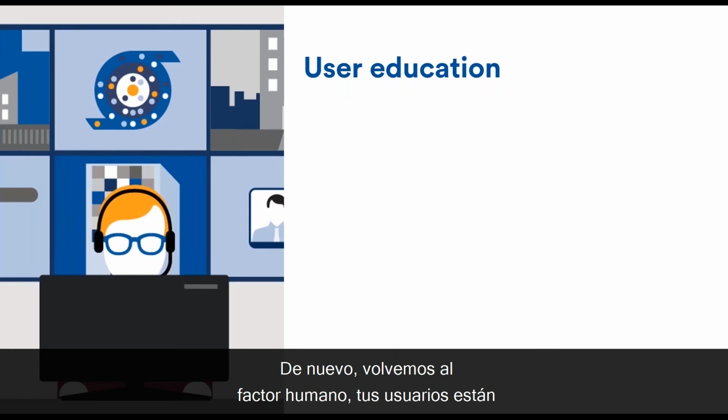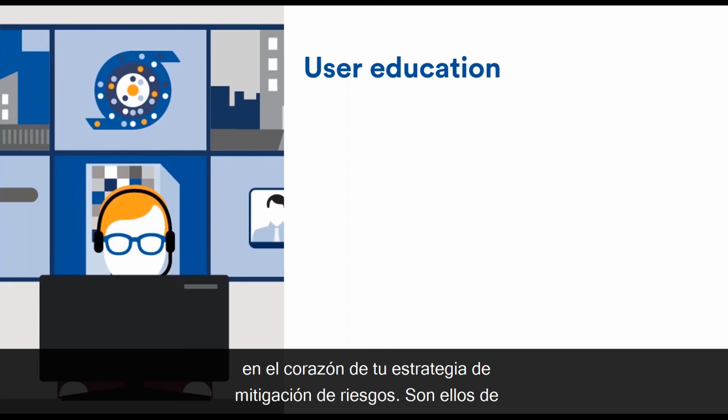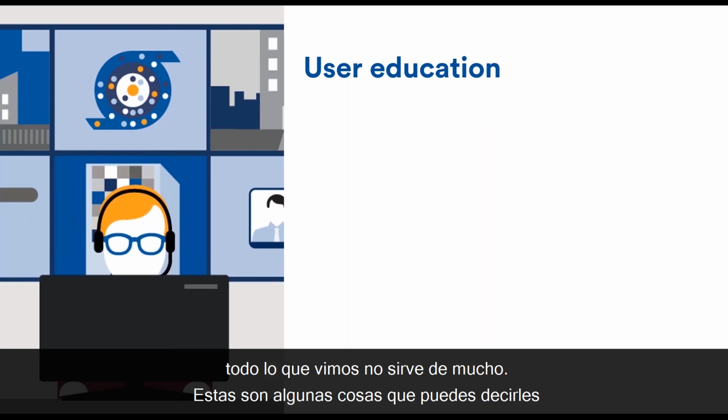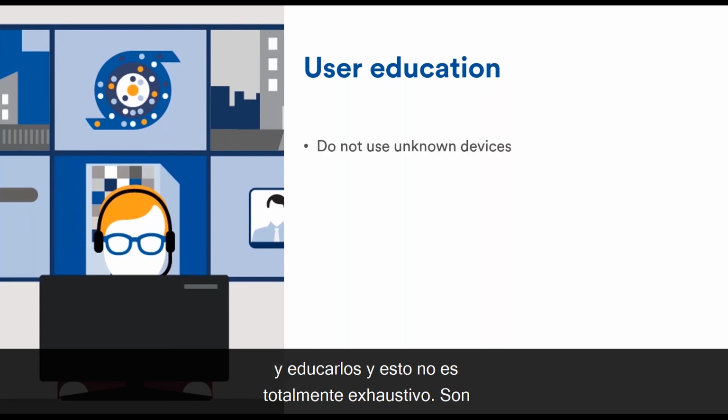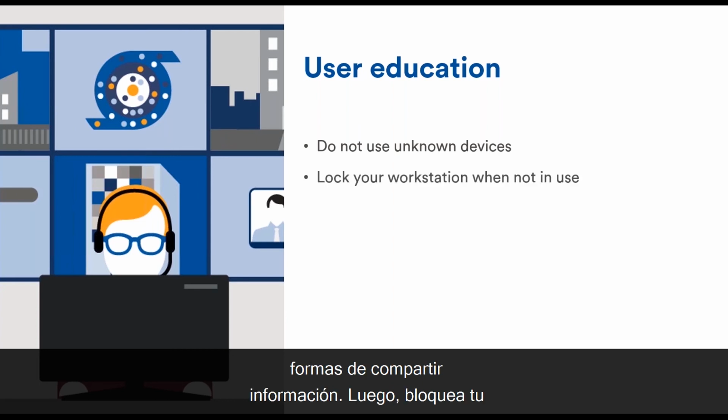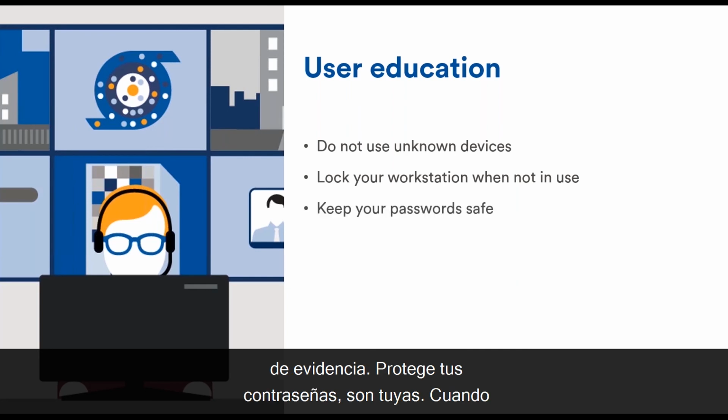And again, we're back to the human factor. Your users are at the core of your risk mitigation strategy. They are the ones you depend on to use the system properly. Otherwise, everything we just saw is not worth much at all. So here are some things you can tell them and educate them on, and this is totally non-exhaustive. Those are some pointers that you can start with. Do not use unknown devices. Do not use those USB sticks. You don't know where they're from, or don't use them at all. There are better ways of sharing information. Then lock your workstation when it's not being used, just to make sure that someone else doesn't jump in and export video evidence.